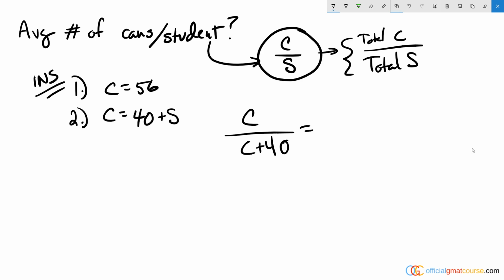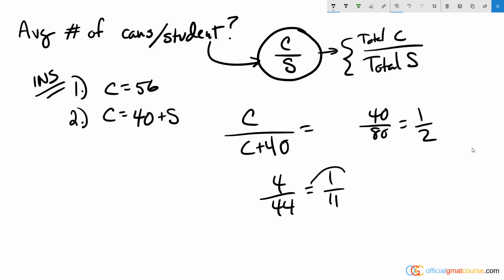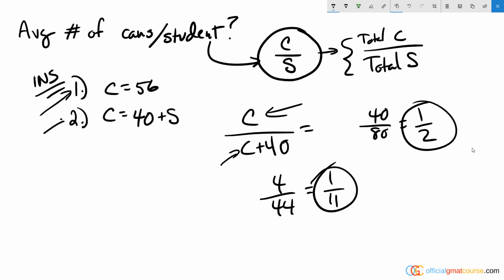Well, imagine you put in 4 for C. We would get 4 over 44, which is equal to 1 over 11. But if C is equal to 40, we'd get 40 over 80, which is equal to 1/2. So I got two different answers out when I plugged in acceptable values for C into my equation. Obviously not using statement 1, I'm just using statement 2 on its own. So statement 2 is insufficient because I can't answer what the average number of cans per student is if I'm getting different numbers out for different C's here.